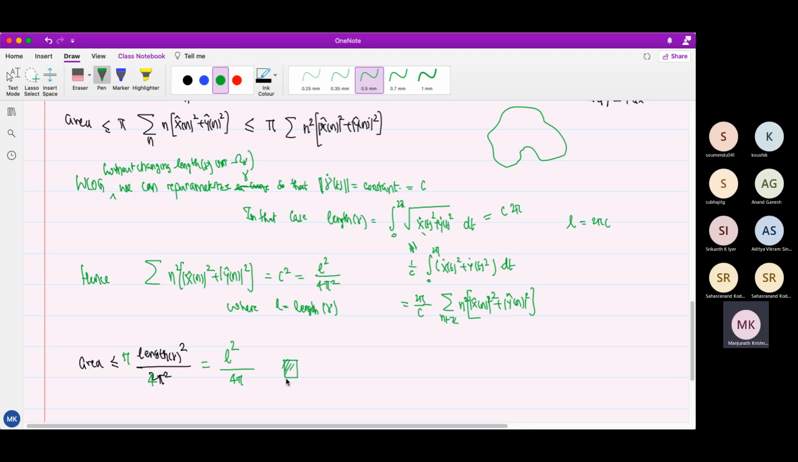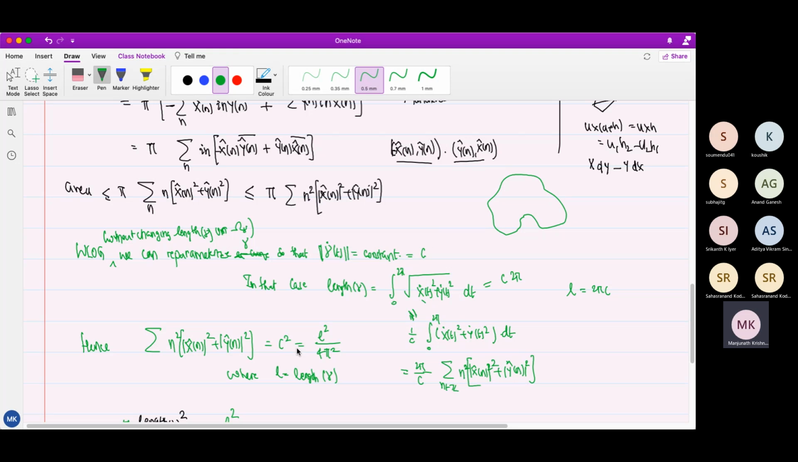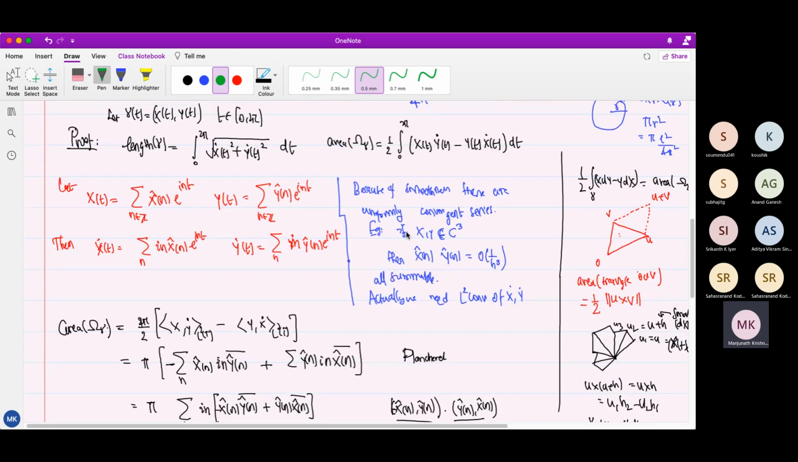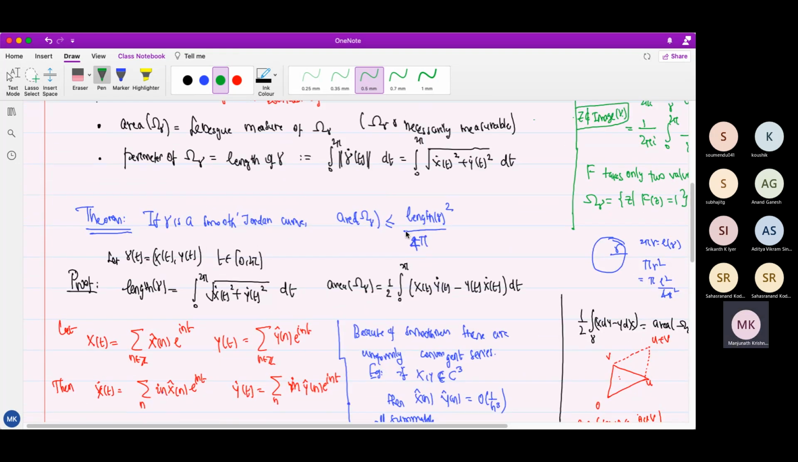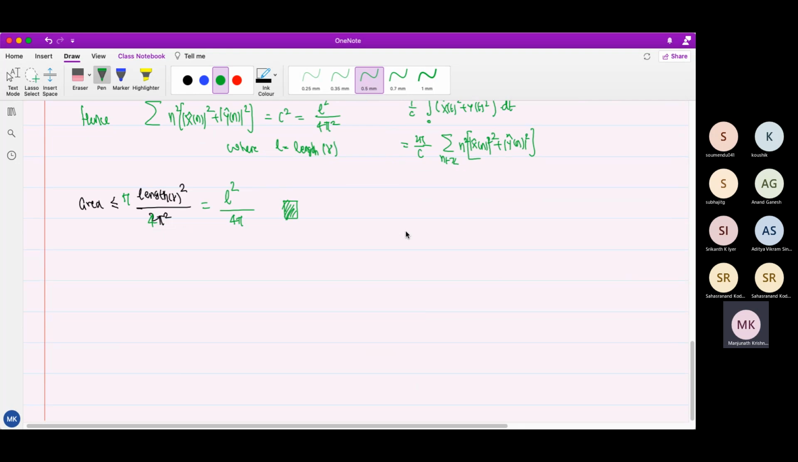Okay. Thanks. Yeah, that's correct. So there is an extra pi. Okay. So this is exactly the isoperimetric inequality. Is it okay? I mean, any questions, comments on this?